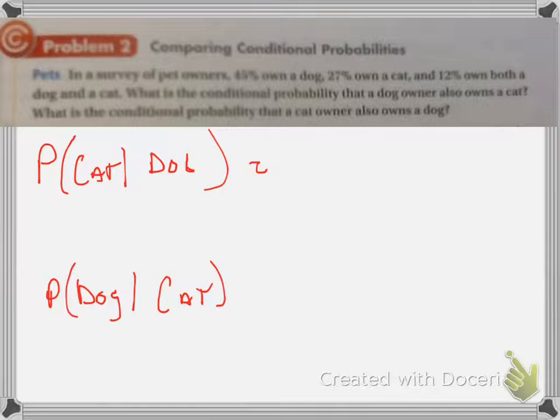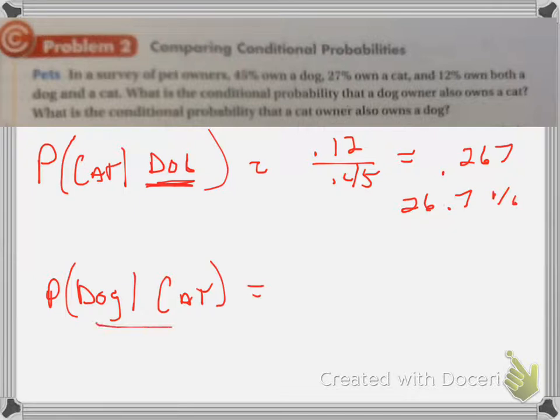So what's the probability of both? 12% own both. So 0.12 is going to go on top. Okay, now we're again going to divide by the percent of dog owners. So that's 0.45. Okay, so that's going to be, just plug in your calculator, 0.267 or 26.7%.